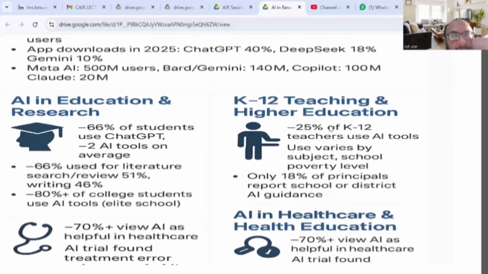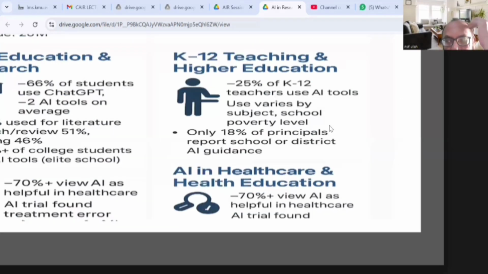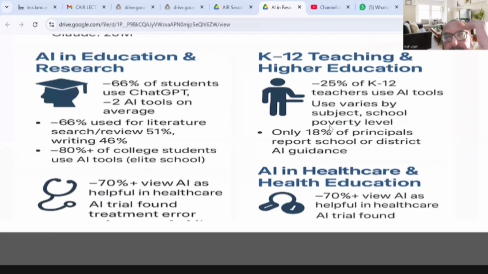In AI in education and research, 66% use ChatGPT. Two AI tools are used by students on average, for literature search, review, and writing. And elite schools use them too. AI is used in healthcare and health education, K-12 teaching, and higher education.